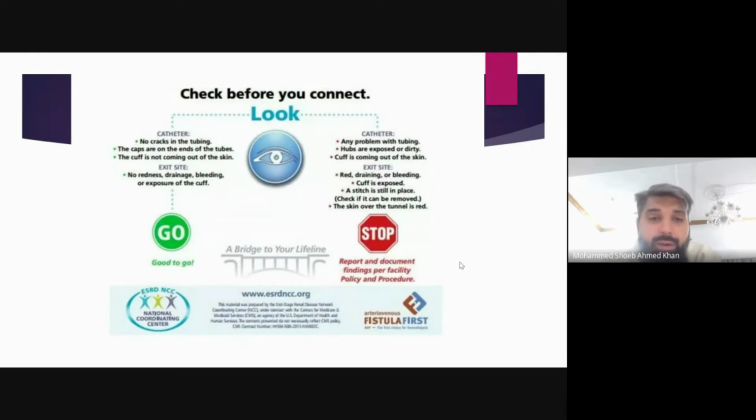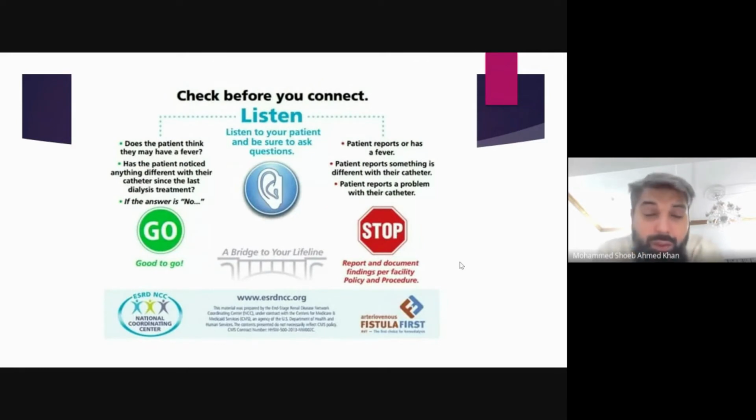If the cuff comes out, the whole purpose of that perm cath is over. So that catheter should be removed and another one should be placed. We should not attempt to push the perm cath inside again with the cuff going in. This may increase the chance of infection. If any of these things are not appropriate, an incident report must be made immediately and recorded, the patient must be counseled on what to do, and a plan should be made.